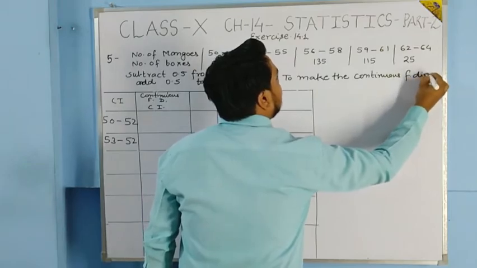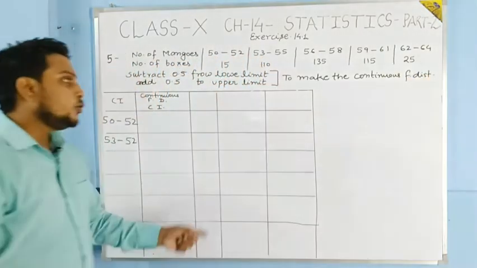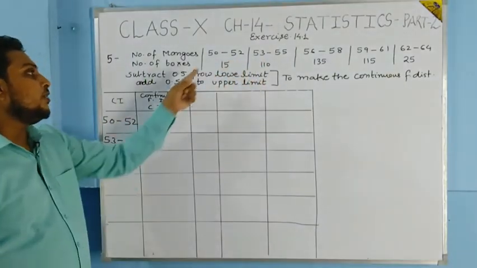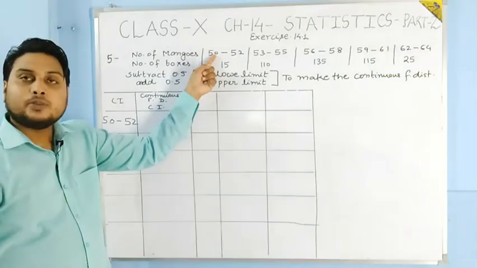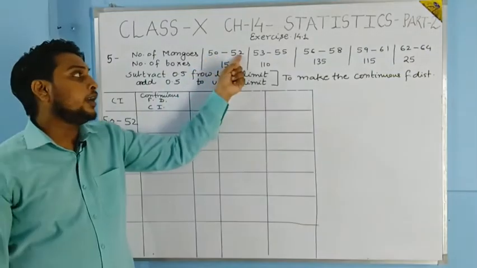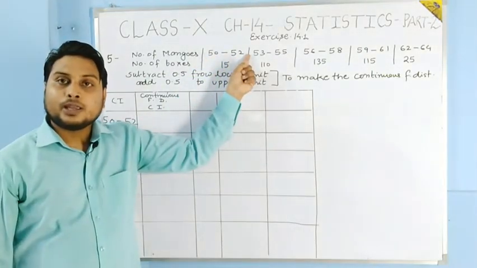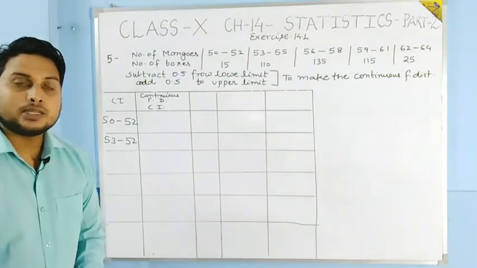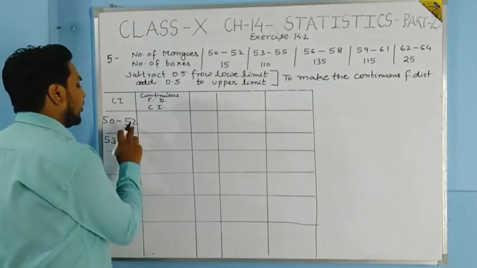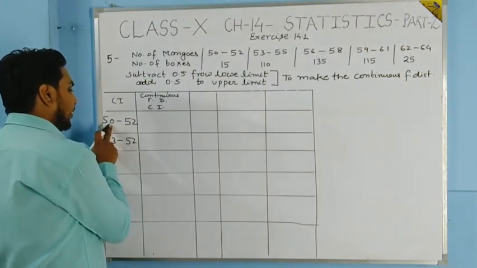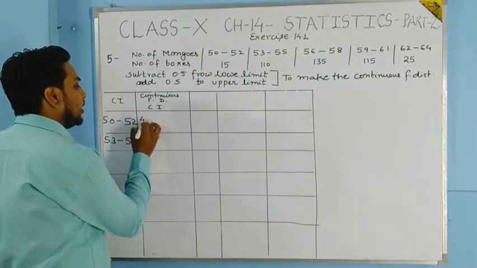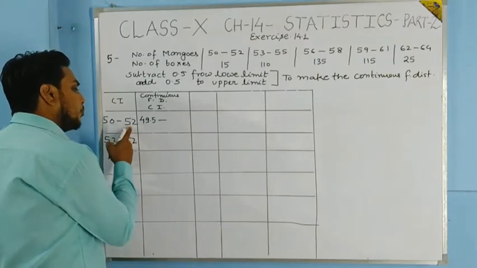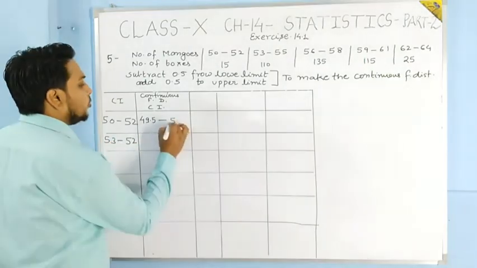Okay students, to make the data a continuous frequency distribution, we have to subtract 0.5 from the lower limit and add 0.5 to the upper limit. See how the data becomes a continuous frequency distribution. Like 50 to 52, if we subtract 0.5 from the lower limit, it will be 49.5, and if we add 0.5 to 52, it will be 52.5.